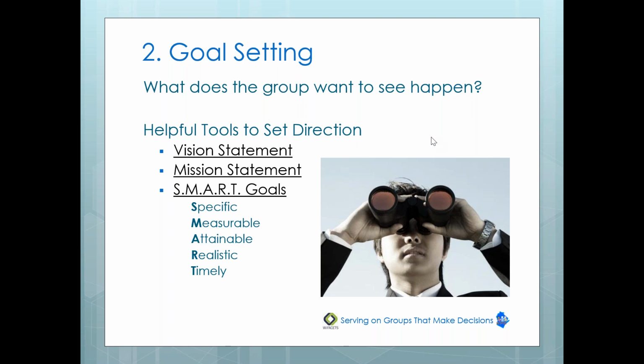So a vision statement describes the changes the group wants to see happen in the future as a result of their actions. So this is like the desired end state for your group's work. An example would be the sentence, a community where people of all ages are treated with respect and dignity and are valued for their contributions. Okay, so that's a vision statement.